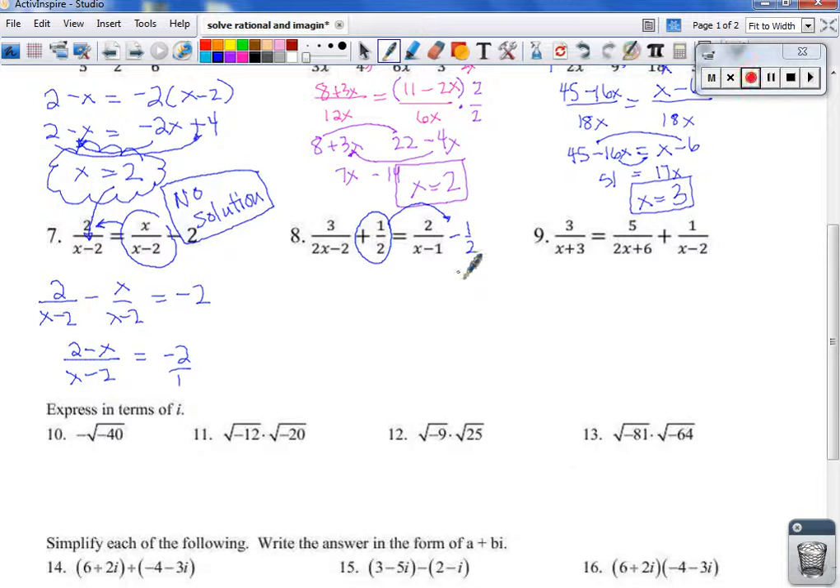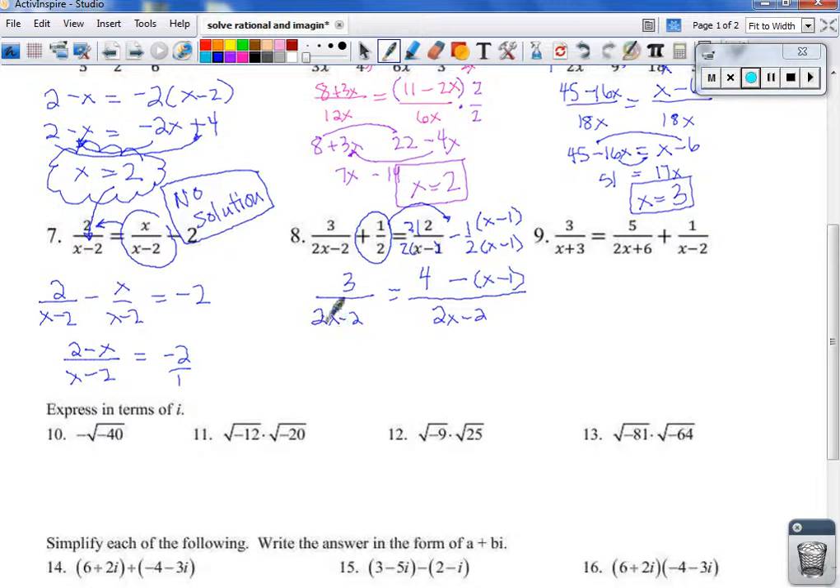So now if I want to combine these denominators, I'll multiply the top and bottom by x minus 1. I'll multiply this one by 2. And I have a 3 left over, so 3 over 2x minus 2 equals 2 times 2 is 4 minus x minus 1. And I have one denominator of 2x minus 2.